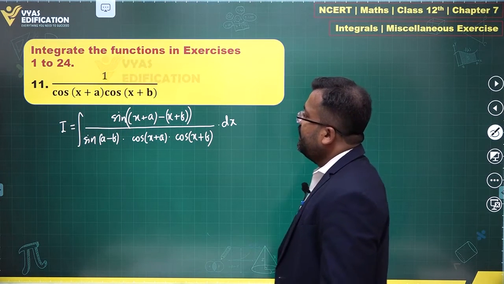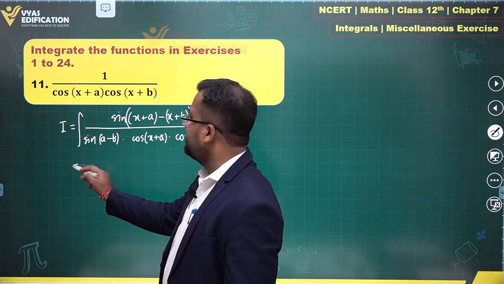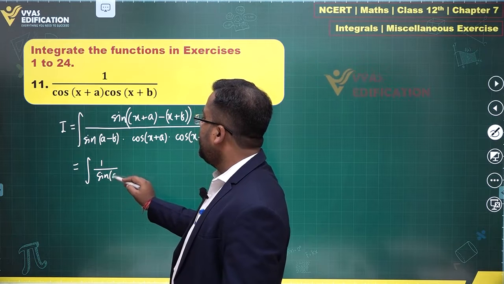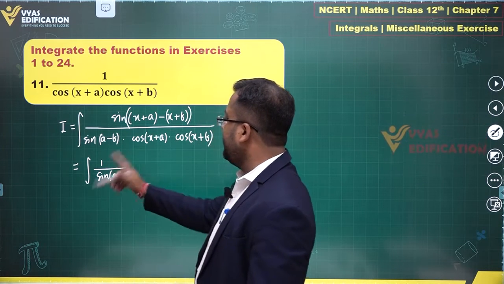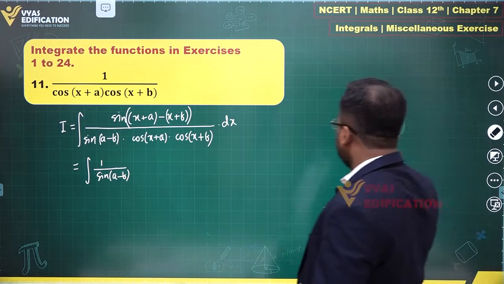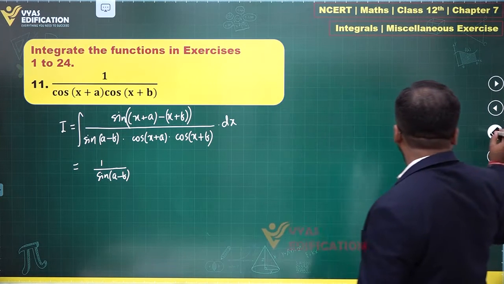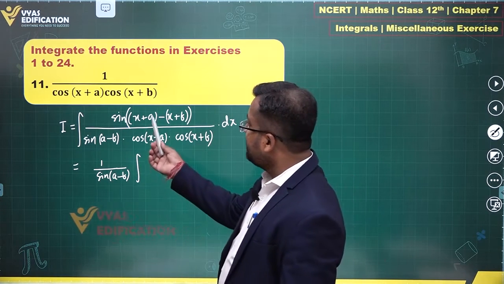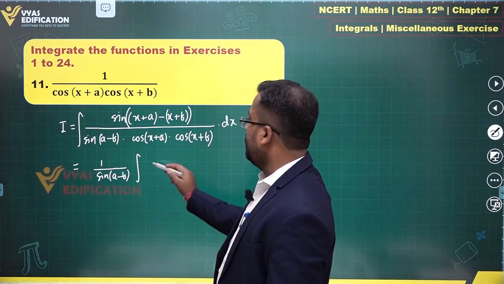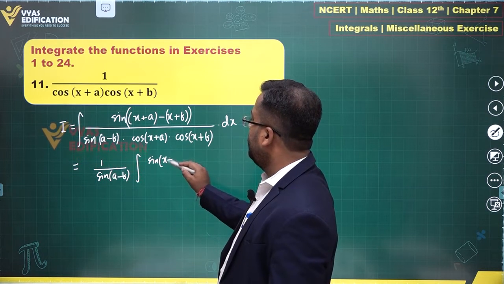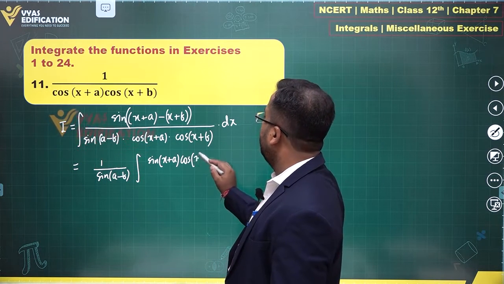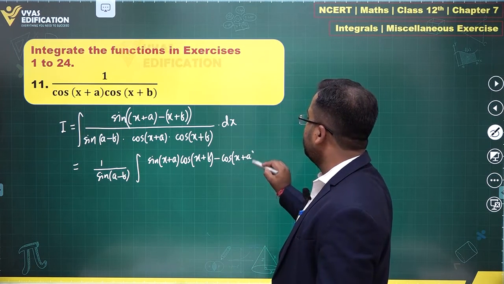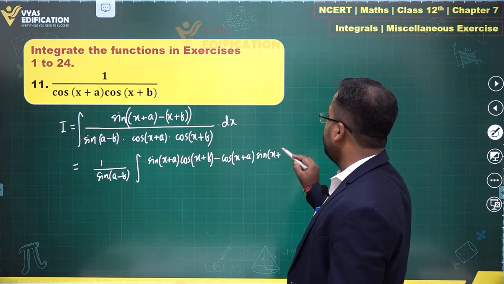Now I'll expand this sine of capital A minus capital B type expression. The integral of 1 upon sin(a-b) remains as it is. We can take it outside the integral. Inside the integral, you have sin(x+a) cos(x+b) minus cos(x+a) sin(x+b).